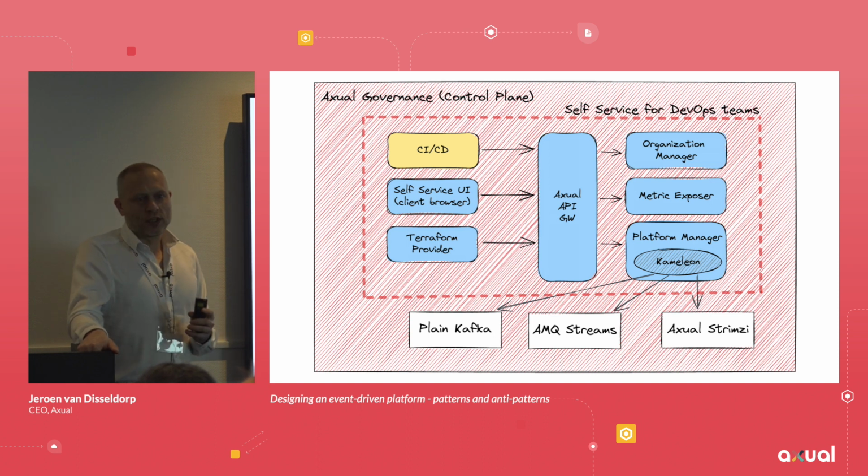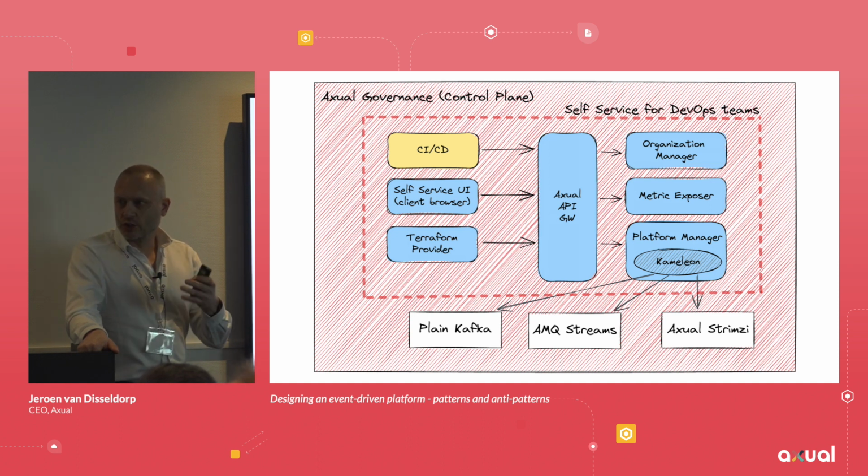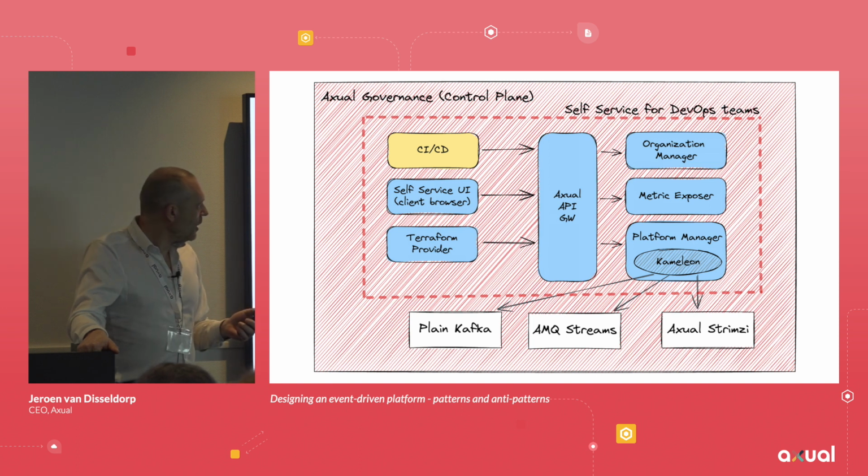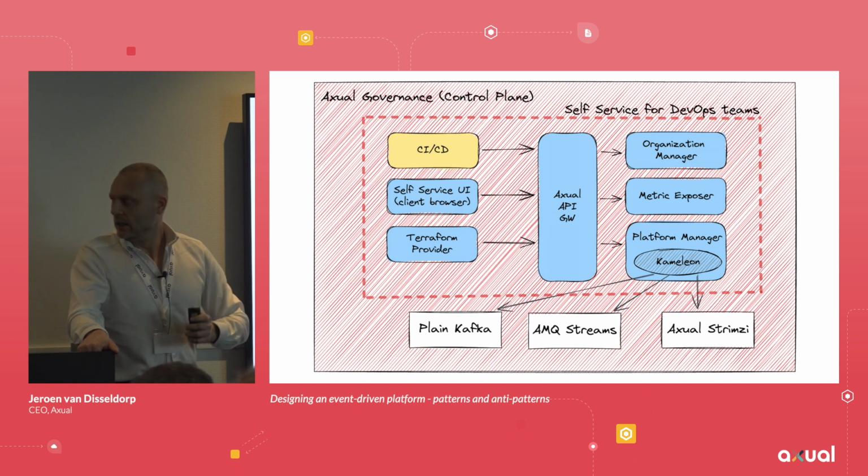A metric exposer, which allows teams to create their own dashboards. So you can set up your own Grafana if you want, and just get your metrics out of the platform and monitor that. And the most important component, the platform manager, which holds all the metadata in a database. So all your topic definitions, all your schema.